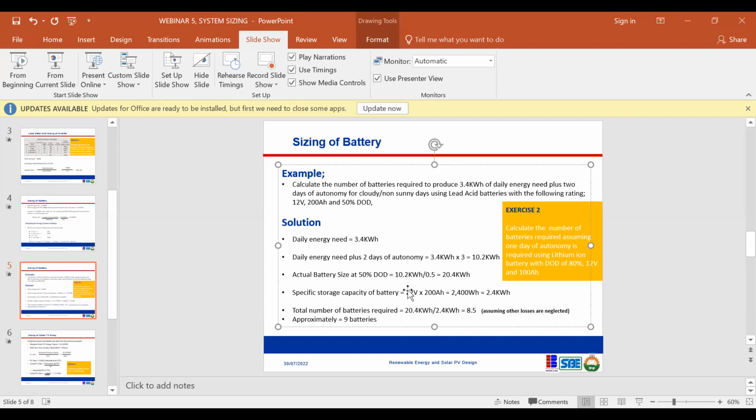So if you're connecting in series, you cannot use 9 batteries. If you're using 2 to get 24 volts, you cannot use 9 batteries for this design. Assuming your system is 24 volts, you cannot use 9 batteries. You can use 10 batteries or 8 batteries. You can either use 10 or you go down to 8. It must be an even number.